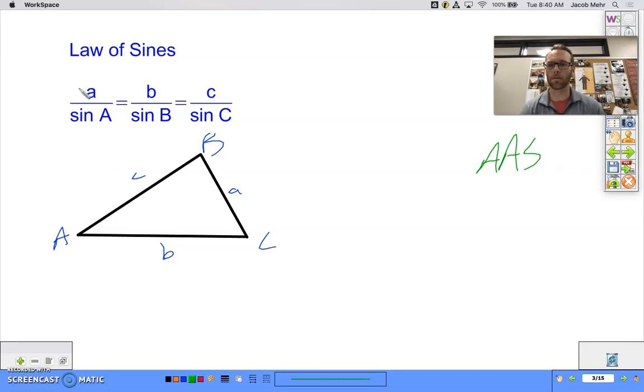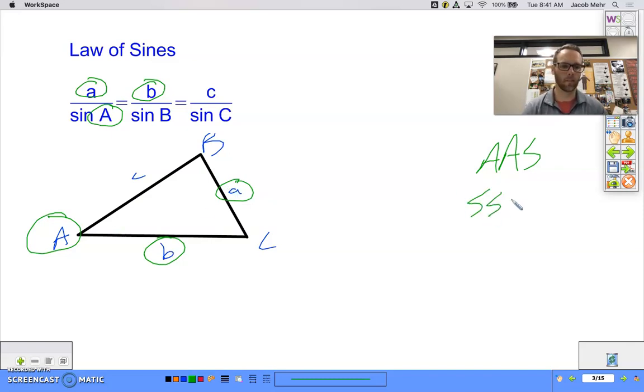Now, let's pick some different information. What if I gave you this side, and this angle? This side, that angle. What do we call that? Well, that is side, angle. That should ring a bell for you guys from geometry. That's a big red flag, right? Side angle, we can't do side angle. If we spelled it backwards, it would say a naughty word.